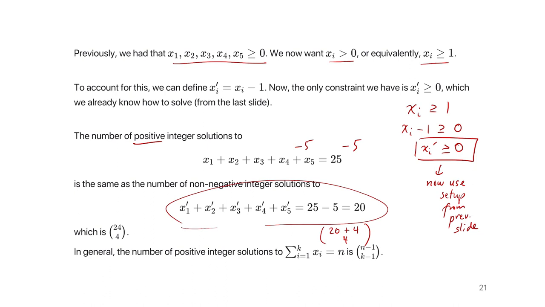Okay? And so in general, the number of positive integer solutions, where instead of 5 x's you have k x's, is n minus 1 choose k minus 1. Right here we had 24 choose 4, when we had 5 x's and it summed to 25. You subtracted 1 from the total and 1 from the number of x's. The only difference is that in this case, we don't allow any of them to be empty. Is that okay?